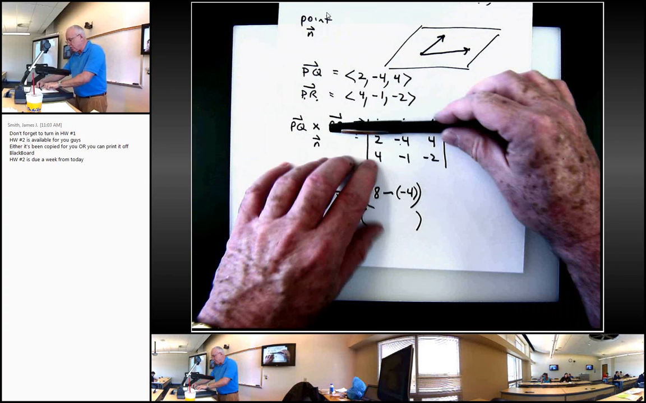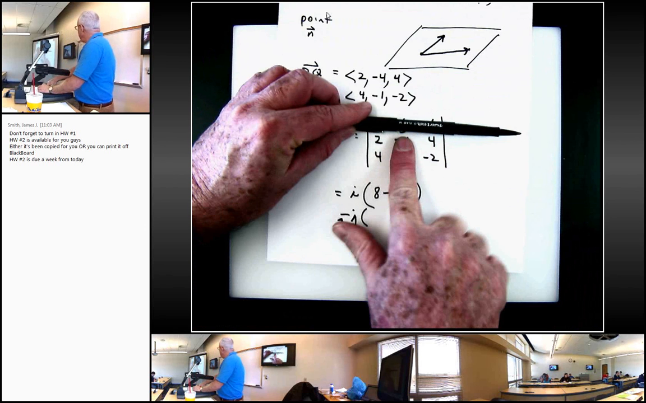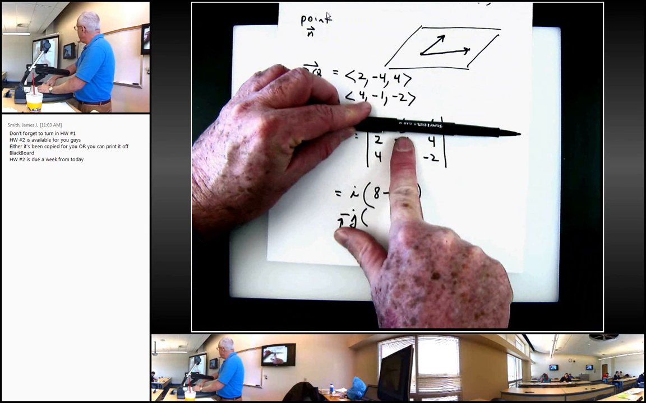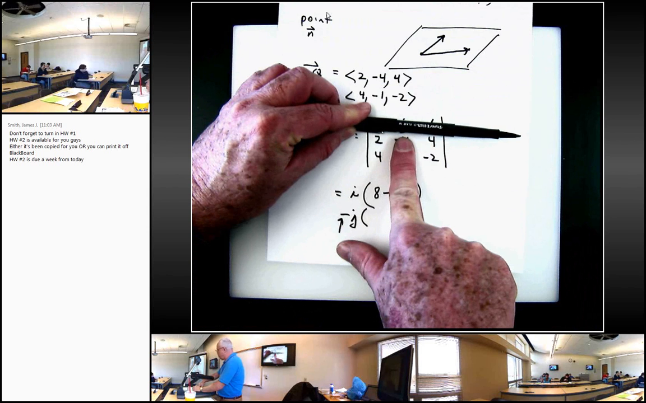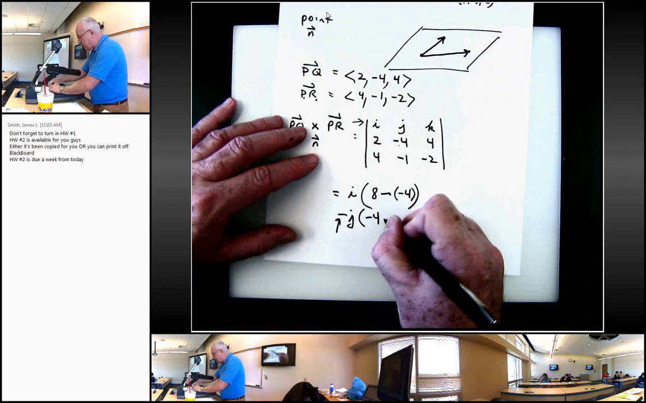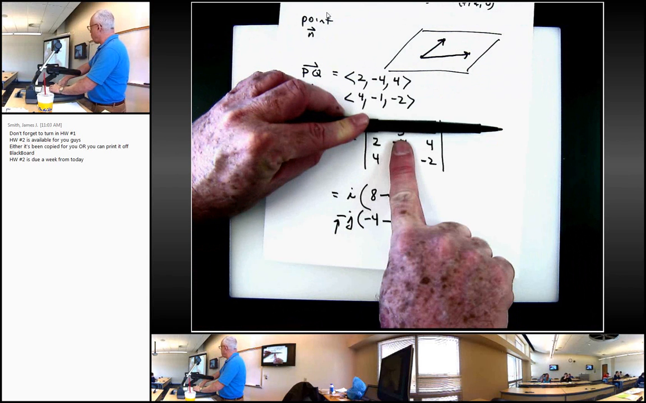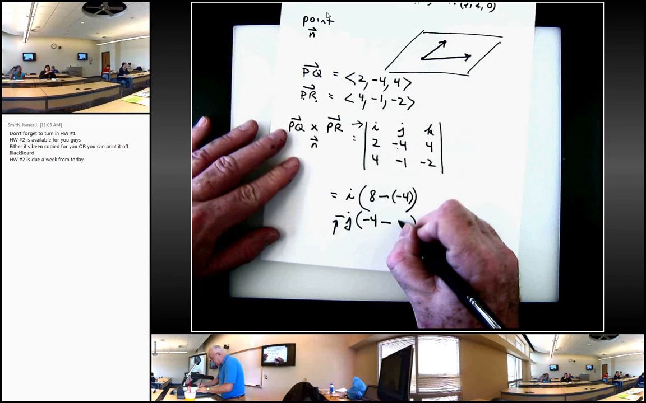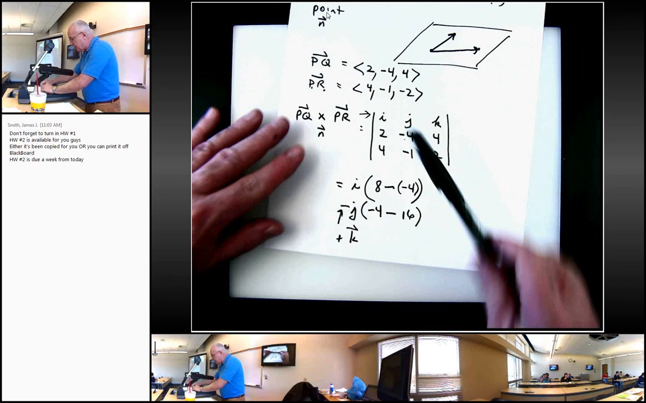Cross out that first row and the middle column. And look what we have here for our 2 by 2. We have 2 times negative 2, so that's negative 4. And then we subtract the up diagonal, which is 4 times 4, the 16. And then we do our k. That's back to being a plus.